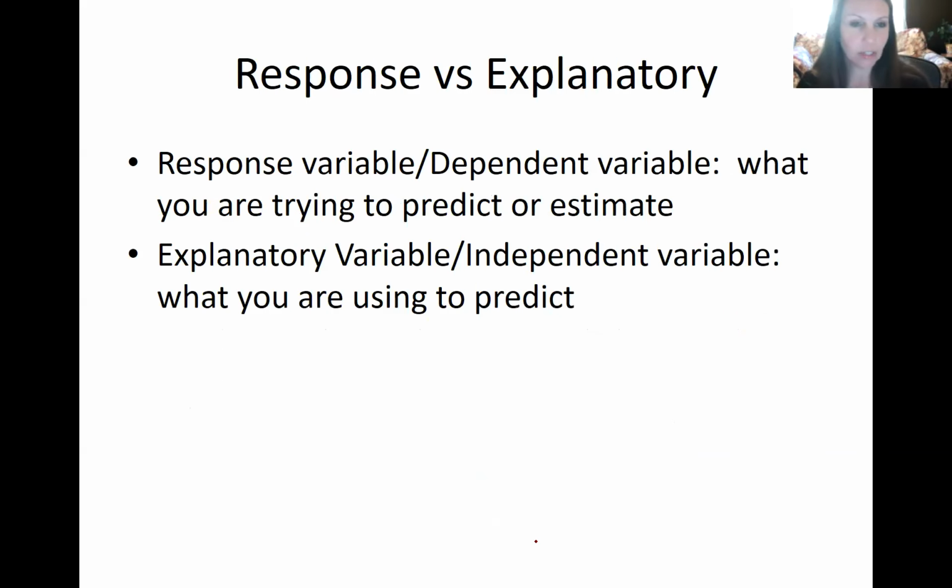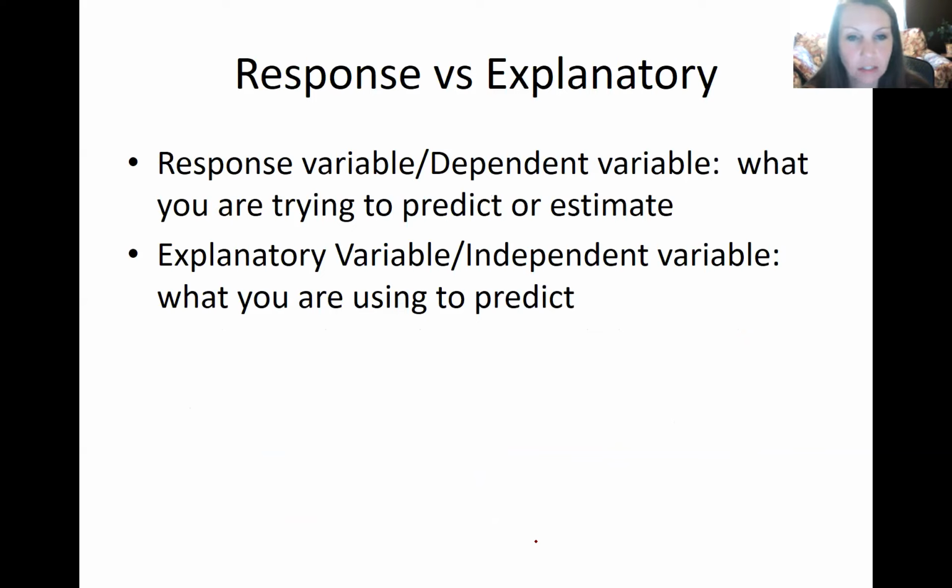All right, so let's start talking about the new stuff that we've just covered, where we started looking at relationships between 2 quantitative variables. And we like to give the variables special names just so we can distinguish which one we're talking about. So we call them the response variable and the explanatory variable.